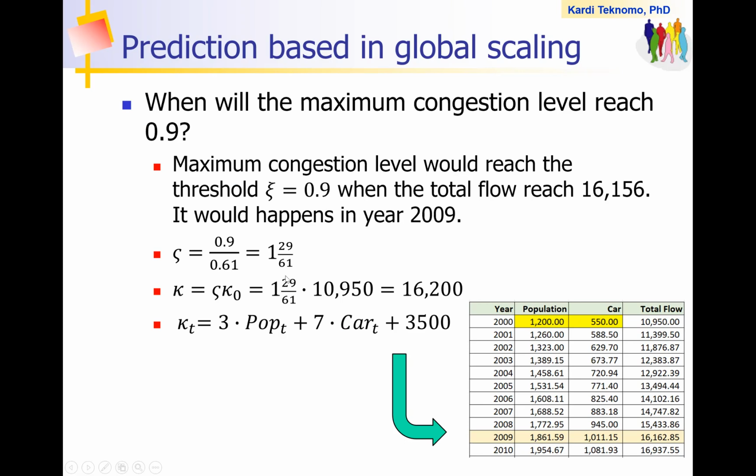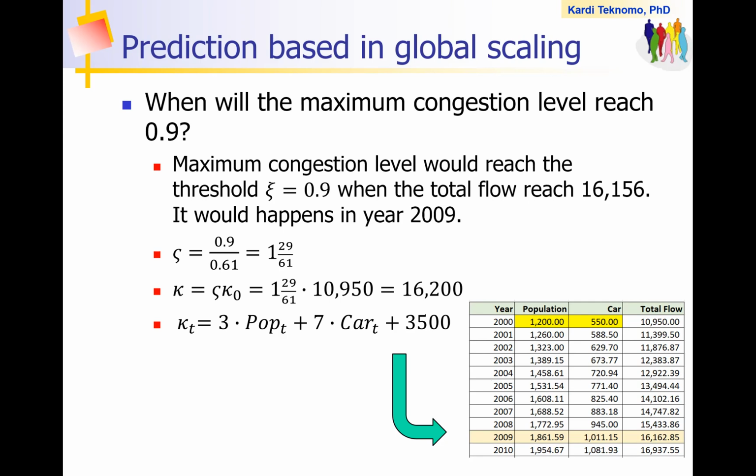And then you multiply that global scaling with the current flow in the year 2000, which is 10,050, you get 16,200, right? And then if you know the total flow, you tabulate this regression model, you make tabulation, then you will know when it will happen. You will know it will happen in the year 2009. Oh, you see, I know not only which link will have a maximum congestion, I also know when it will happen.